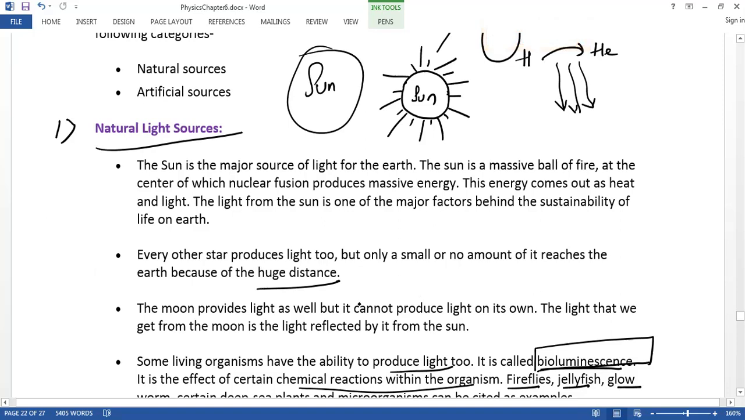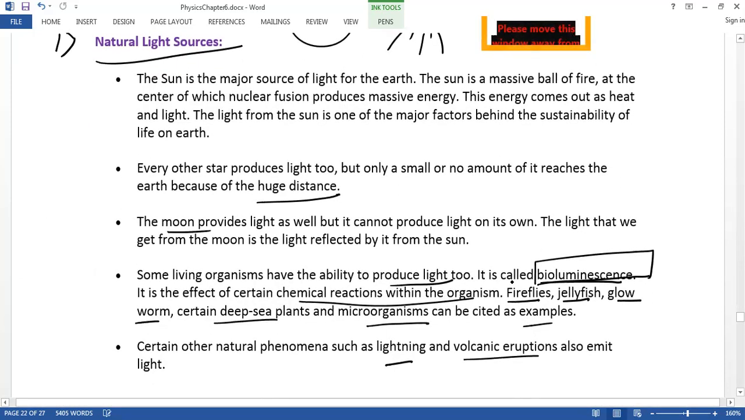The moon is basically not a source of light. We can see the moon because of reflection of light. The next one is that some organisms have the ability to shine, or you can say glow, because of a chemical reaction happening inside the organism. Some examples are fireflies, jellyfish, glowworms, and certain deep sea plants and organisms. And the last one is that lightning and volcanoes are some of the natural sources of light.